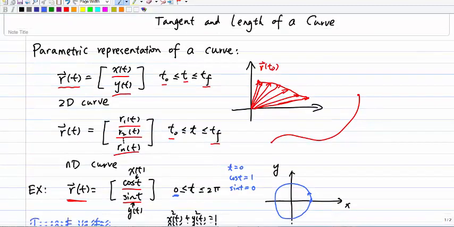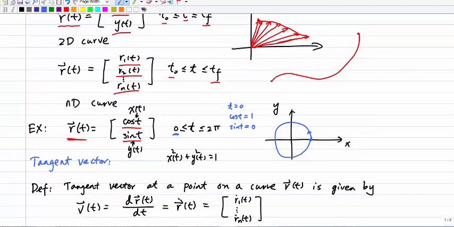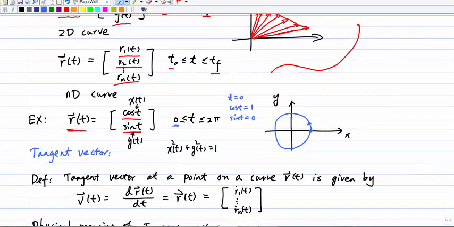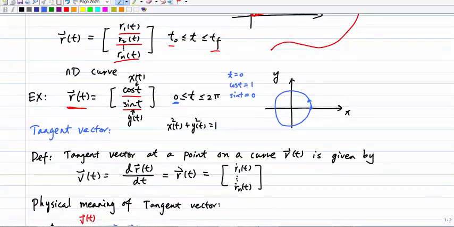Now let's talk about the tangent vector. Let's first talk about the tangent vector, then I'll talk about the physical meaning. The tangent vector at a point on a curve r sub t is given by just the derivative of the vector with respect to t at that point. Of course, you have to evaluate it at that point. I want to emphasize here that t is equal to some value, and you evaluate the derivative at that value.